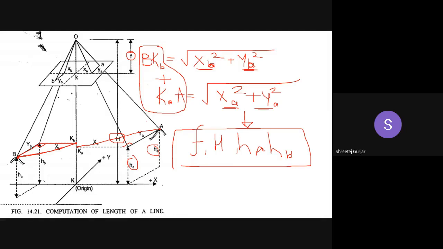We will do that in the next class. I hope you have understood the figure and the general idea of what we need to do to get the distance between point A and point B. Very interesting, right? If you have a photograph with you, you can apply these things and try an example.